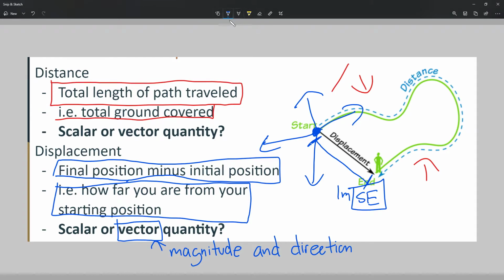Distance, on the other hand, distance is a scalar. You don't care which direction you went in, right? I could have gone this way, this way, this way, this way, then this way, and then this way. But in the end, I'm just adding up the total length traveled. I don't care if I went north, south, east, west. I don't care about my direction. I just care about my total ground covered. And so distance is a scalar quantity.